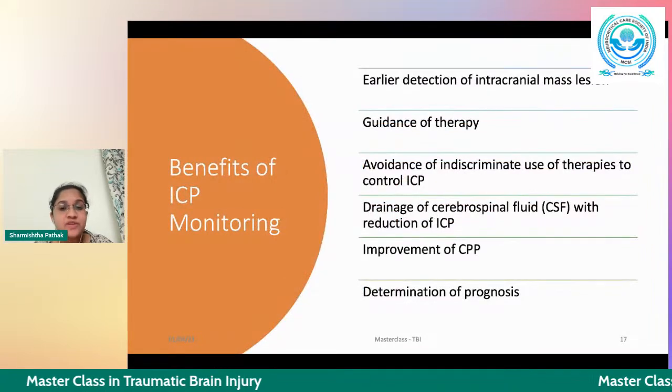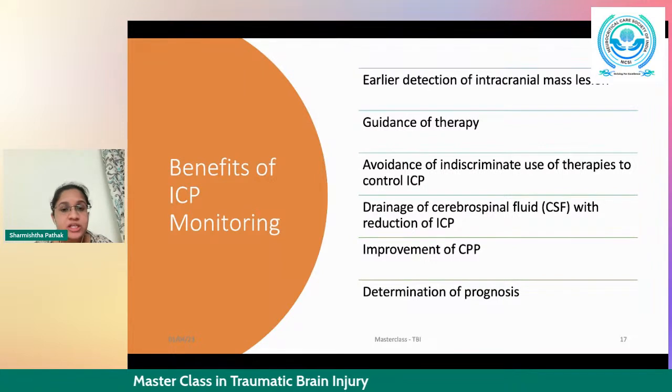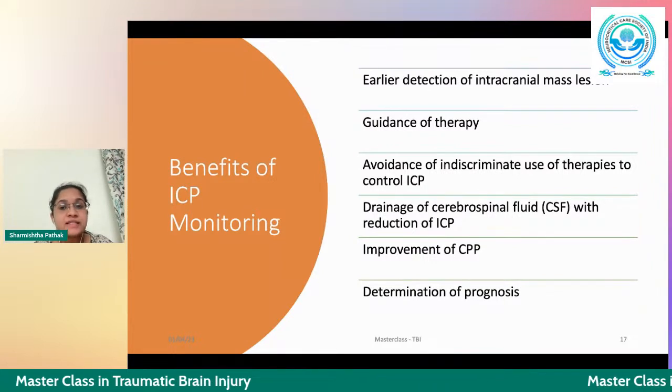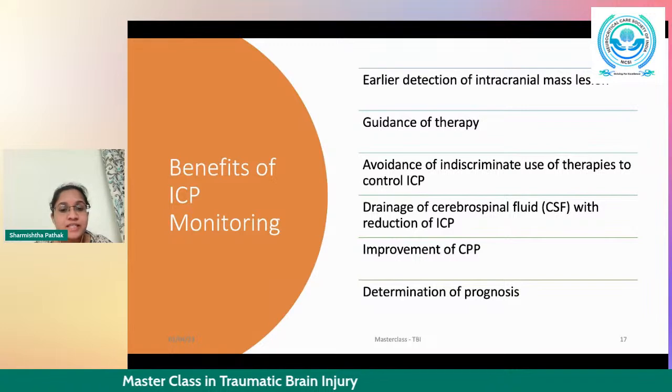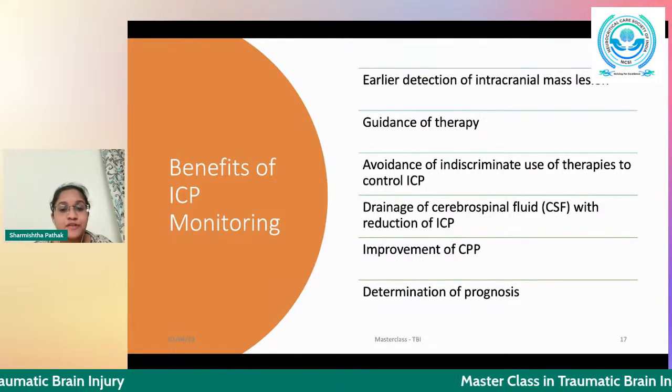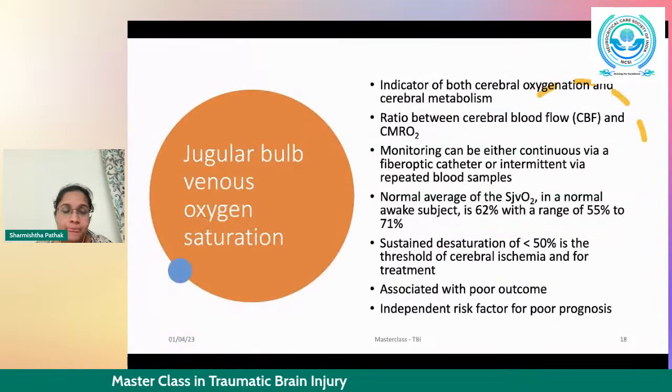What are the benefits which we achieve by using ICP monitoring? Earlier detection of any expanding intracranial mass lesion, guidance of the medical therapy as well as surgical therapy, avoidance of any indiscriminate use of therapies to control ICP, that is when to stop using these therapies, drainage of extra CSF with reduction of ICP if we are using invasive modalities like EVD, improvement of the cerebral perfusion pressure, and also helps us in determining the prognosis of the patient.